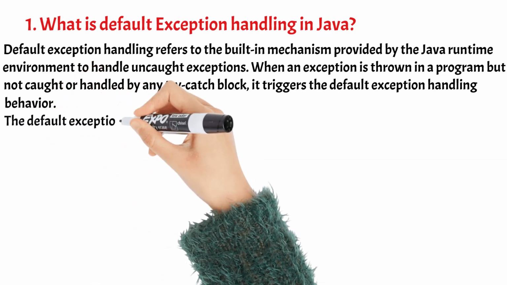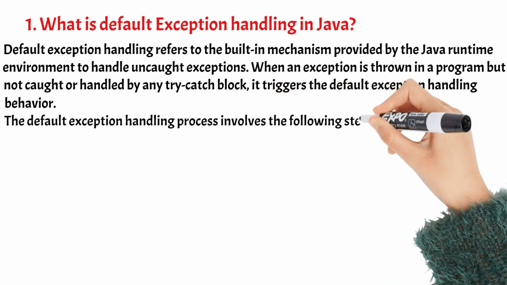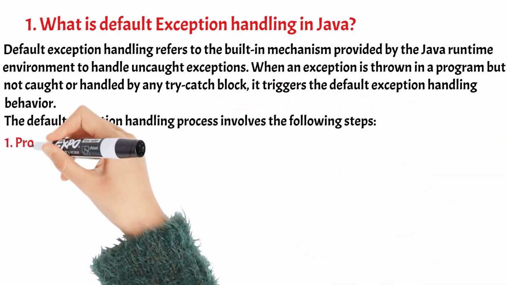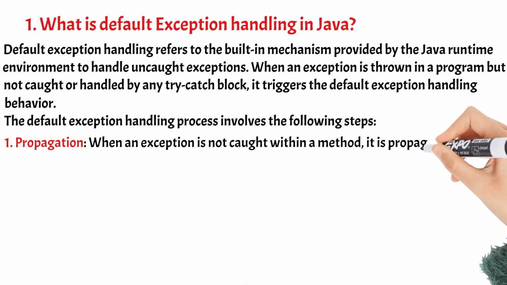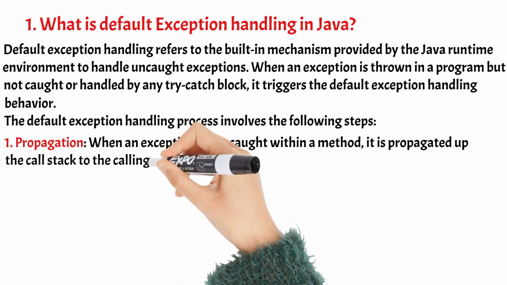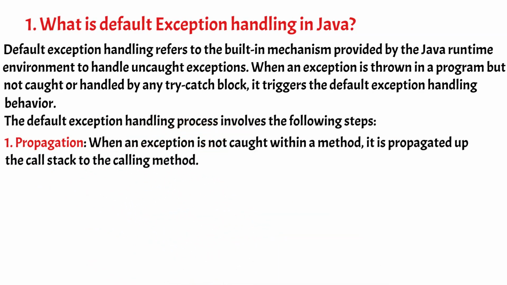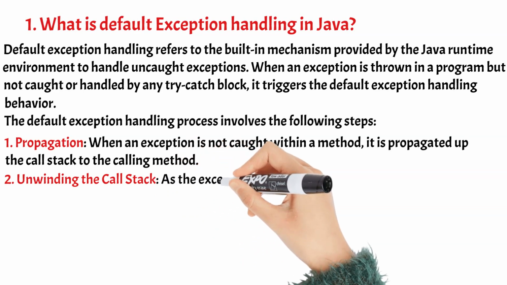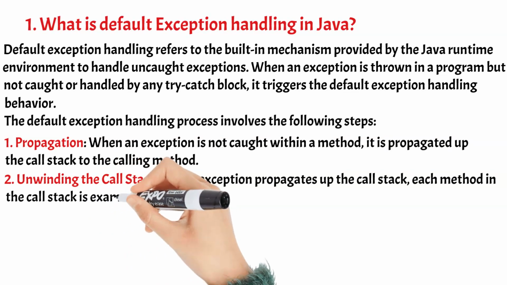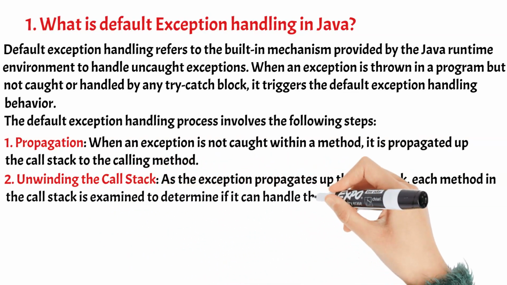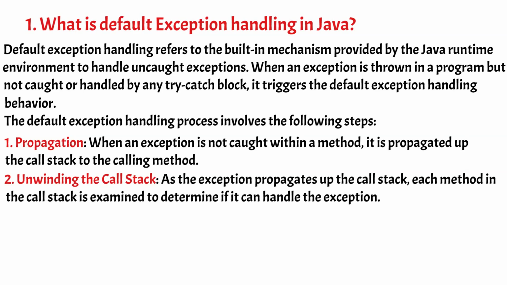The default exception handling process involves the following steps. 1. Propagation. When an exception is not caught within a method, it is propagated up the call stack to the calling method. 2. Unwinding the call stack. As the exception propagates up the call stack, each method in the call stack is examined to determine if it can handle the exception. If a matching catch block is found, the exception is caught and the control flow is transferred to that catch block.